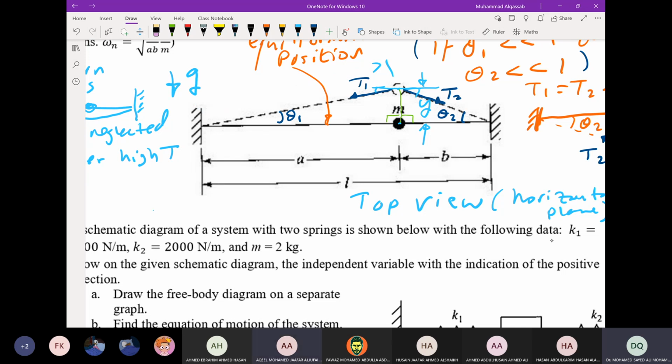Already this is an assumption. This is the assumption that sine theta is equal to tan theta equal to theta. So this is like an arc. You take this as an arc. So theta 1 times a equal to y. The same thing here. Theta 2 times b equal to y.